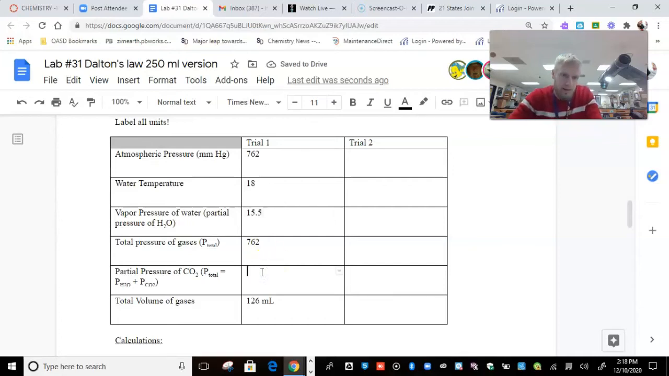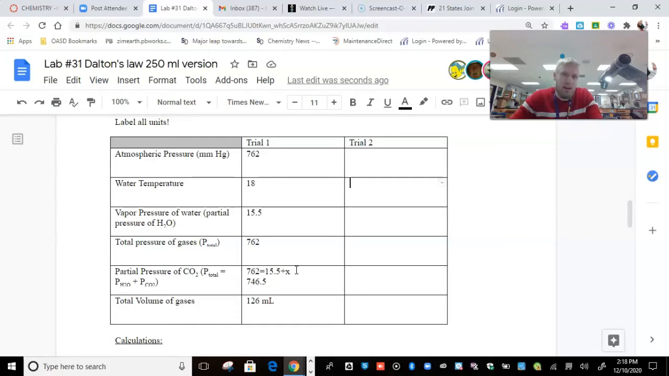And how do we get the partial pressure of the CO2? Well, total pressure equals the sum of the water vapor pressure and the CO2 pressure. So that's going to be 762 equals 15.5 plus x. Essentially we subtract 15.5 from both sides. So 762 minus 15.5 in my calculator, and that's 746.5. That's my dry CO2 partial pressure.